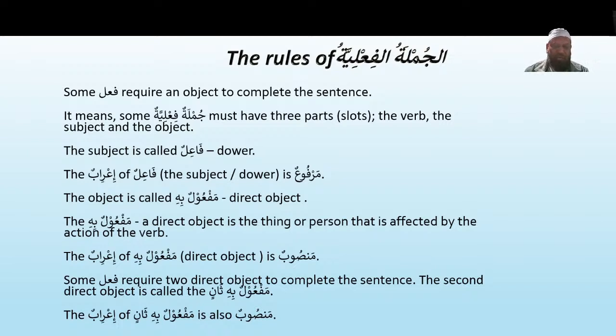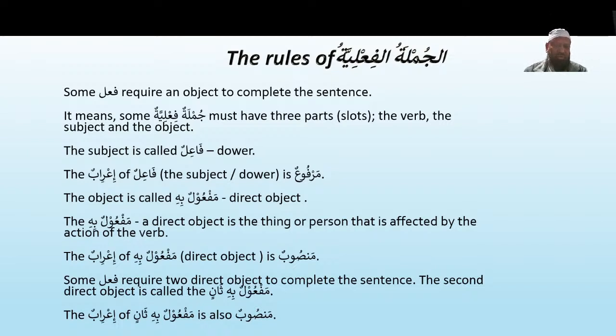Some fi'l require 2 direct objects to complete the sentence. The second object is called maf'ulun bihi thanin. The i'rab of maf'ulun bihi thanin is also mansubun. So far, these are the rules we have learned for al-jumlatul fi'liyatu.